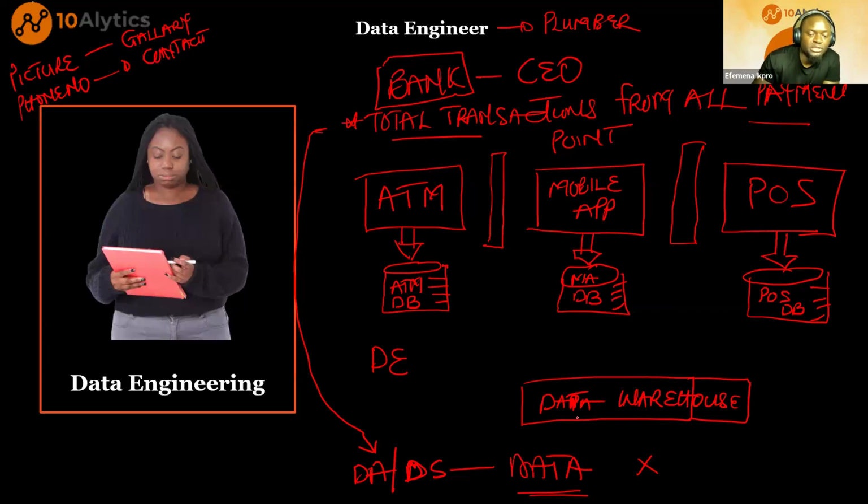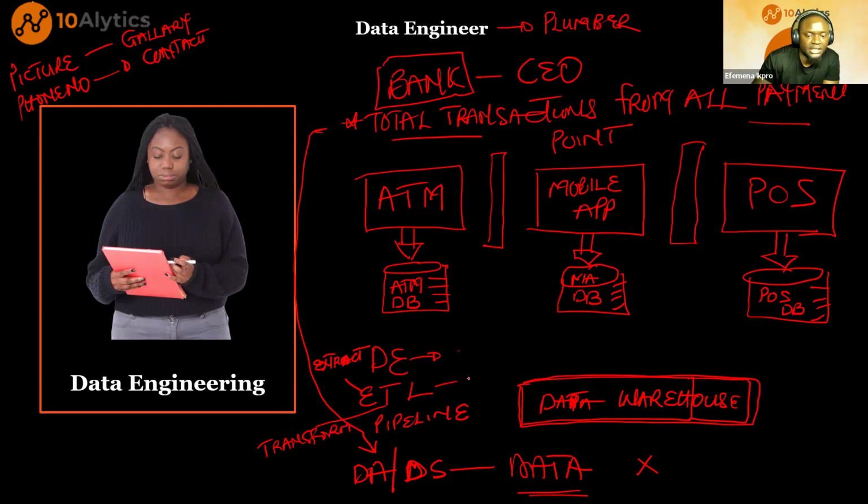But anyways, it builds the data warehouse. Now, the data engineer is responsible for what we call building ETL pipelines. ETL pipelines. E stands for extract, T stands for transform, and L stands for load. E for extract, T for transform, and L for load.